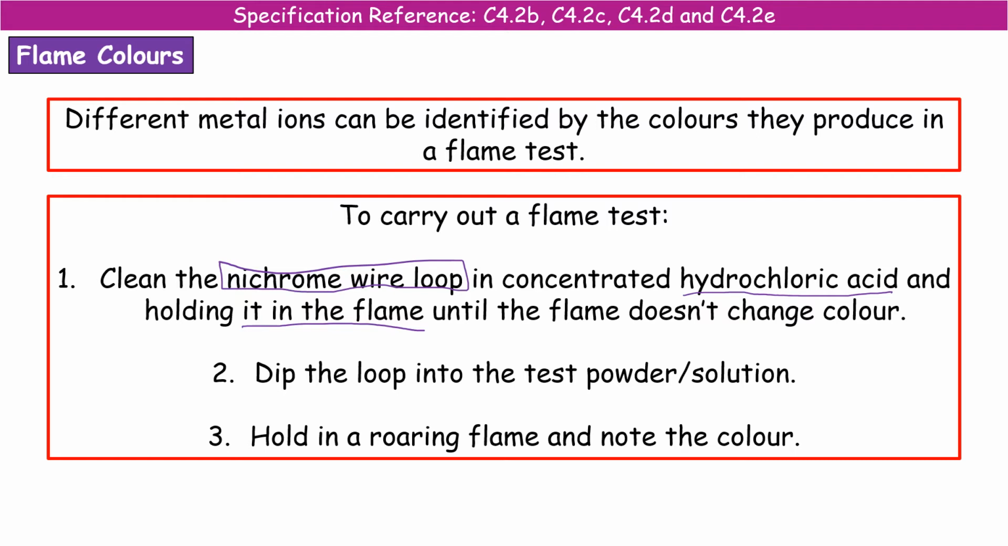Once we've got our nichrome wire loop nice and clean, what we do is we dip it into our test powder or our test solution, and then we hold it in the roaring flame and watch for the colour, because it is the colour that we generate that's going to allow us to identify what metal is present. So nichrome wire loop, dipped in concentrated hydrochloric acid and then in a Bunsen flame, repeated until the colour doesn't change to make sure there's no other contamination on there to start with. Then we dip it into our test powder or our test solution, hold it into the roaring Bunsen flame and note down what colour it goes.